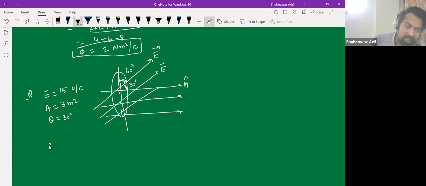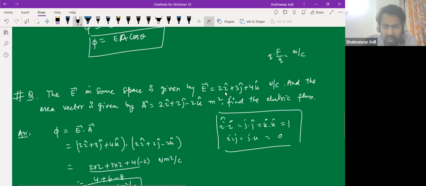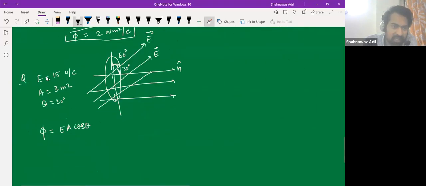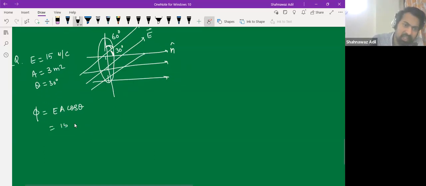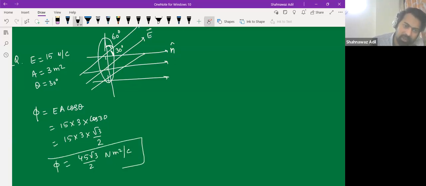So, we know what flux is. Flux is EA cos theta, right? In some questions they will give the IJK Cartesian form, or in some questions they will give the magnitude and the angle. If we apply this, E is 15, A is 3, cos of 30. Cos 30 is how much? Root 3 by 2, right? So this would be 45, and then Newton meter square. So this would be the answer.